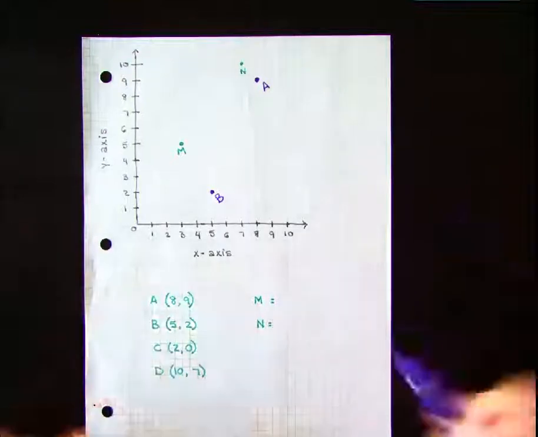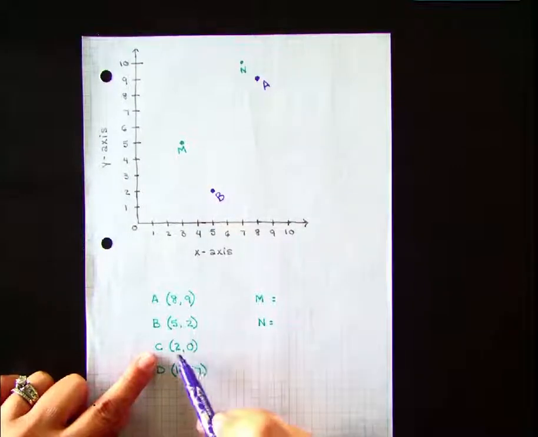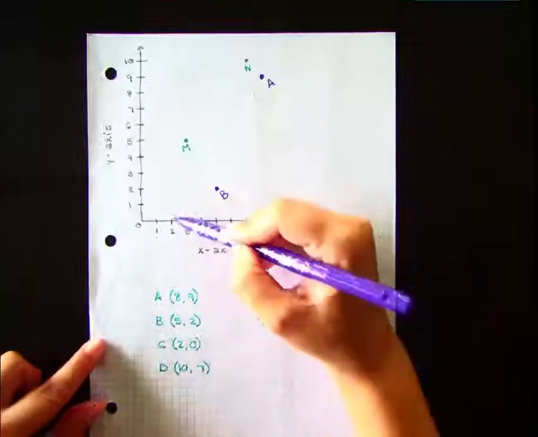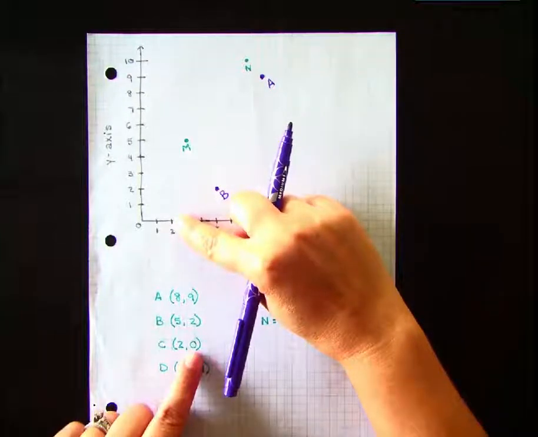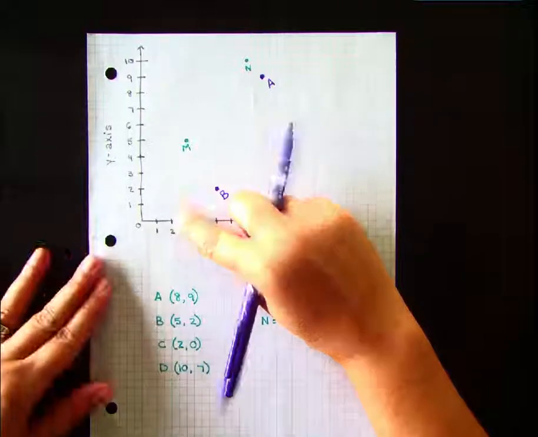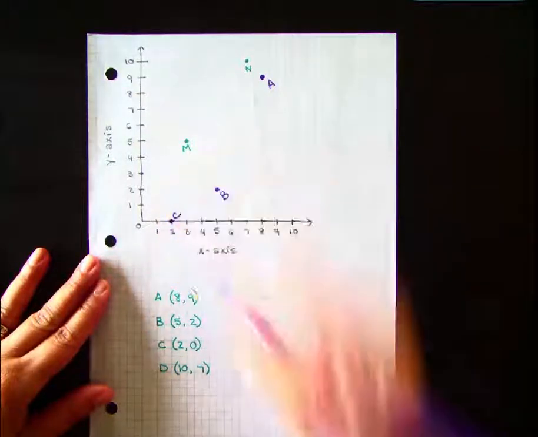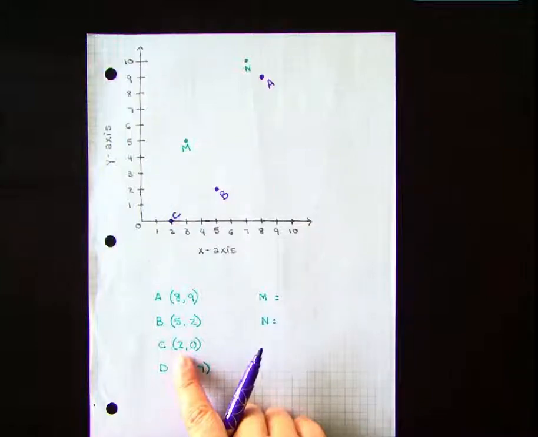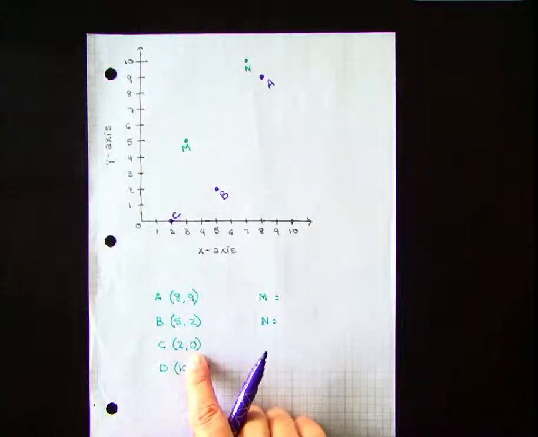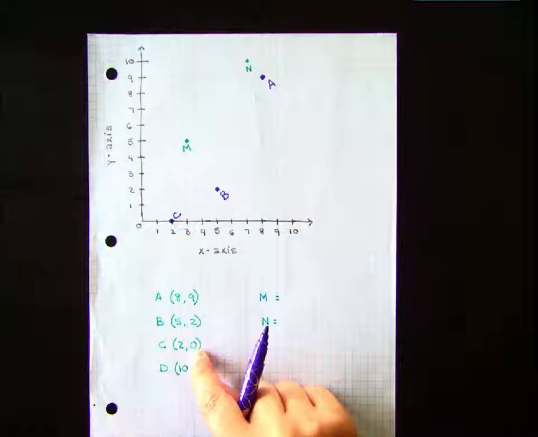Okay? Ooh. Point C looks a little tricky. It's 2, 0. So let me think about this one. This is my X, this is my Y. So I'm going to go to the right 2 places, but my Y is 0. So that means I don't move at all. So my point C is going to be on the x-axis because I've gone right 2 spaces, but my Y didn't change. It stayed 0. Because remember, we always start at the origin. We always start at 0, 0.